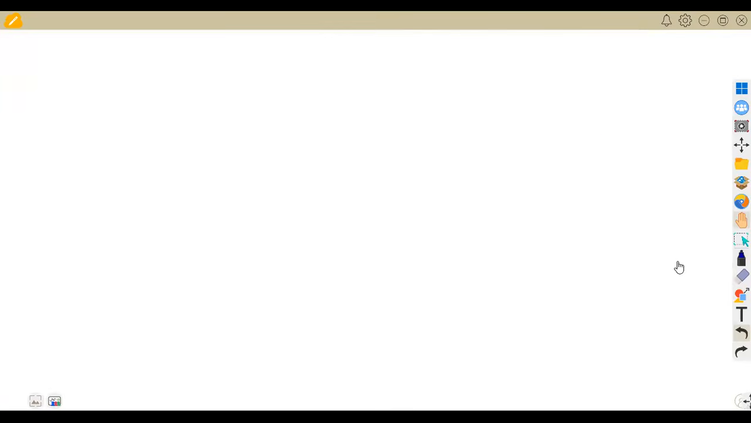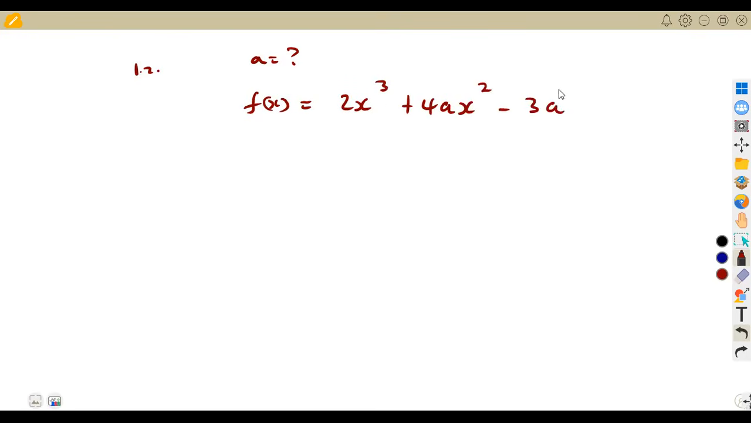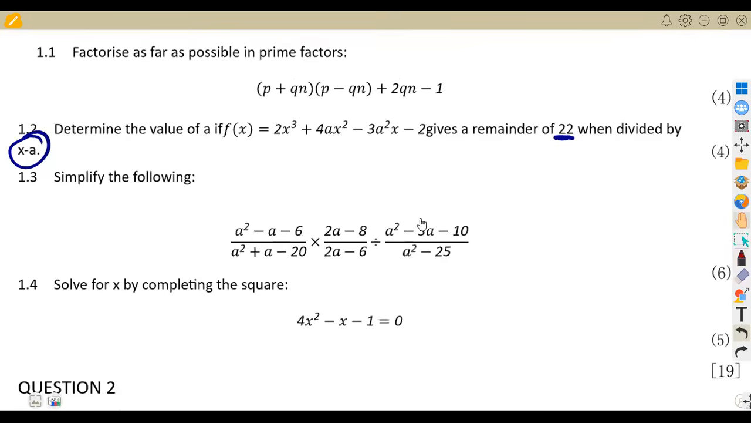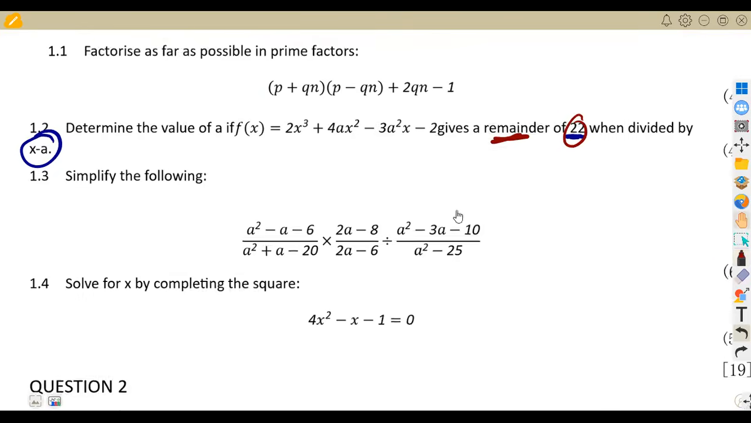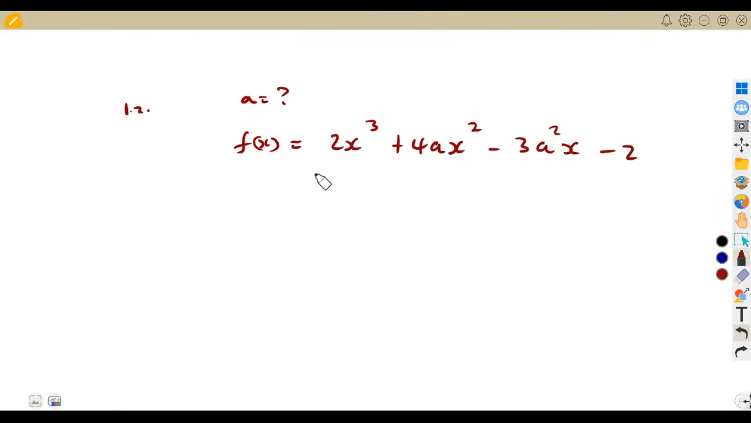All right, let us take our expression. Remember, I talked about this factor and remainder theorem. In 1.2, we want to calculate the value of a, given that our f of x is equal to 2x cubed plus 4ax squared minus 3a squared x minus 2. That was our expression for f of x. So they are telling us here that it gives us a remainder of 22, take note, when divided by x minus a. So we've got a remainder of 22.